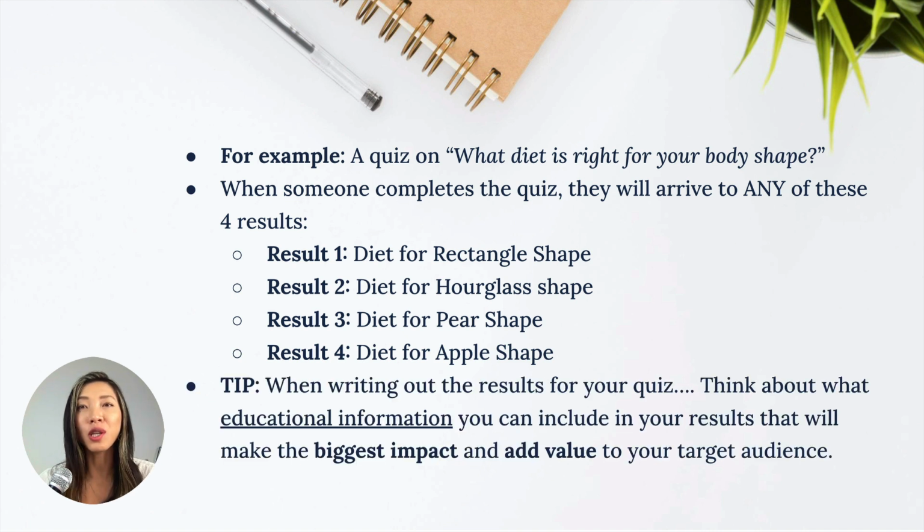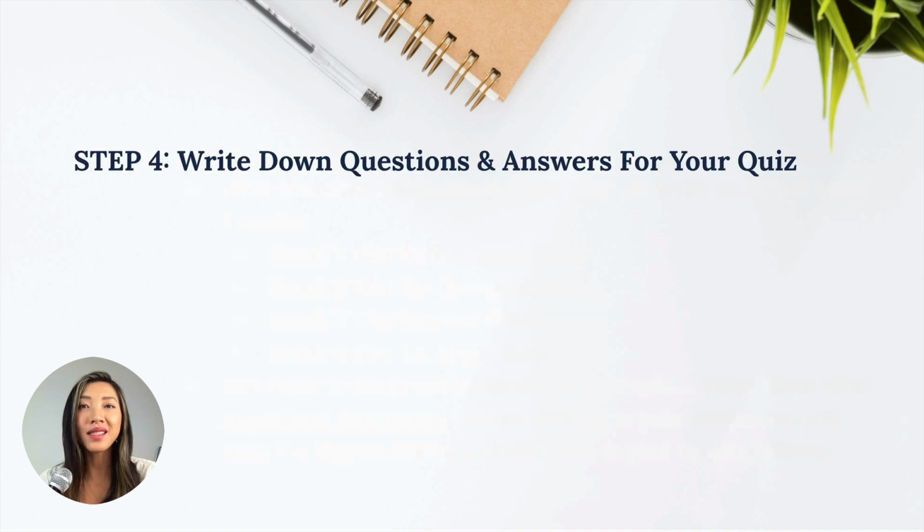The tip here is when you're writing out the results for your quiz, think about what educational information you can include in your results that will make the biggest impact and add value to your target audience. For example, if someone completed the quiz and got a result for diet for a pear shape, then I might want to include information in the results for things like foods to avoid, shopping lists in those results in order to add value. The last step is to write down questions and answers for your quiz.